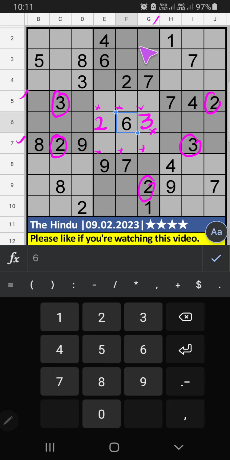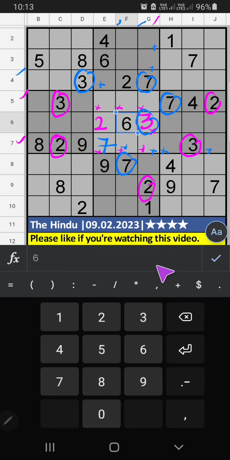6th grid, column F, column G, we have 7. So 7 can't come in these cells. Then 7 is confirmed here. Column G, 4th row, we have 3. So 3 can't come in these cells. 3 will come here in the two cells.